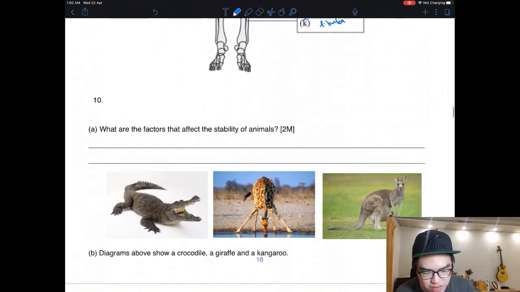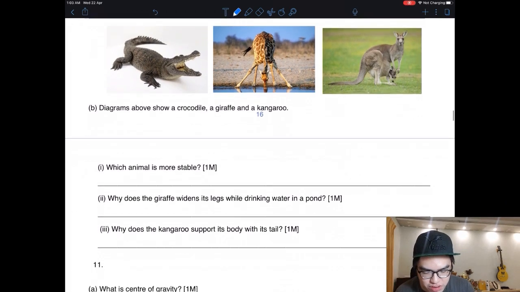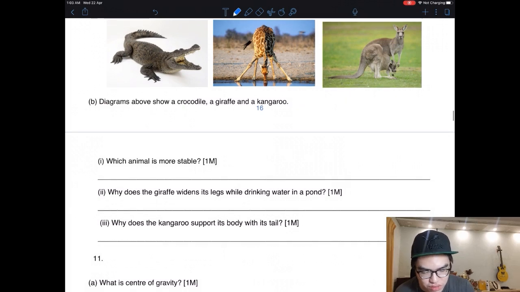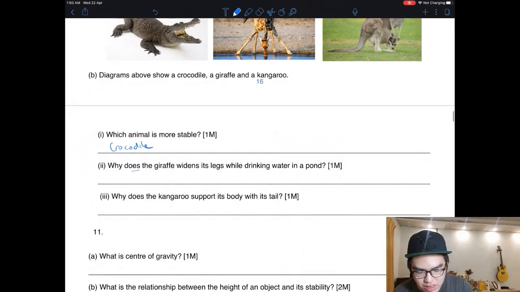Number 10. What are the factors that affect stability? This is from last week. What affects the stability of an animal? You have your base area, and then you have your center of gravity. Two factors. So crocodile, giraffe, and kangaroo, which is more stable? Of course, your crocodile.